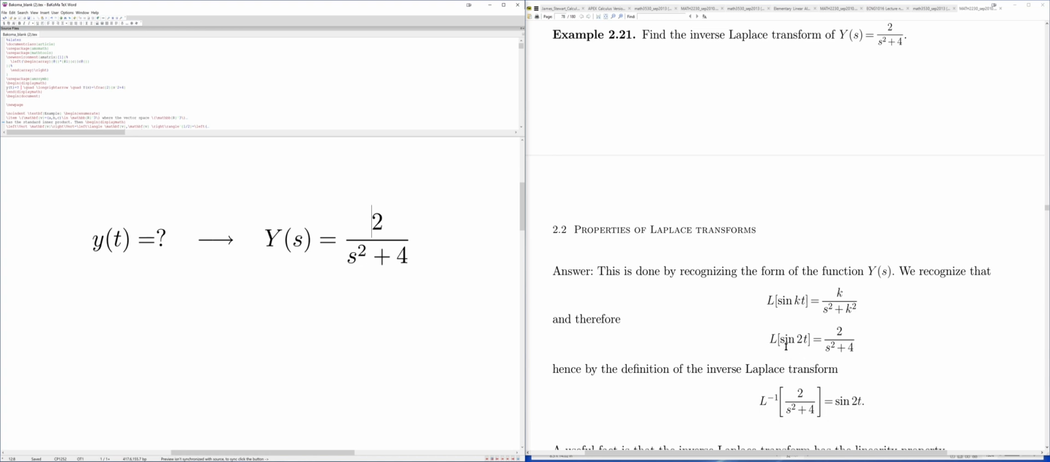And what I get is Laplace of sine 2t is 2 on s squared plus 4, right? So the function of t that would give me 2 on s squared plus 4. In other words, the inverse Laplace transform of 2 on s squared plus 4 would be what's inside over here, which would be sine 2t.